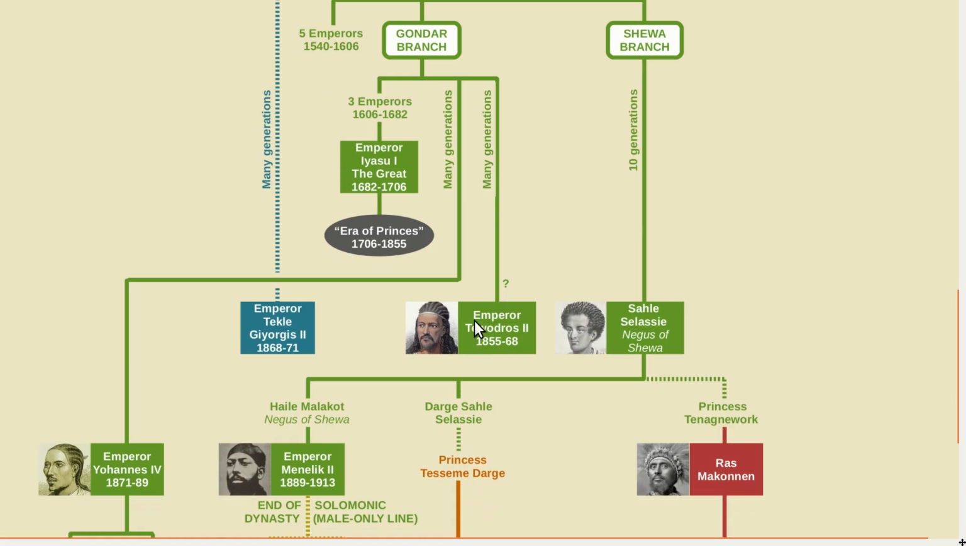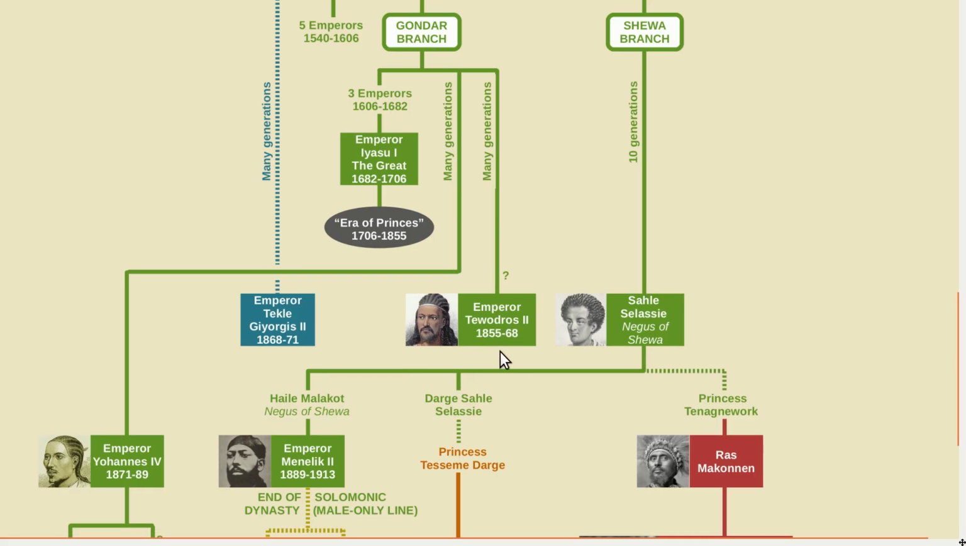He claimed to be a member of the Solomonic dynasty via the Gondar branch. He managed to unite the country again, but his hold on power was still somewhat tenuous. He therefore reached out to the British for help, but Britain refused to send troops. This made Tewodros angry, and he reacted by holding several British citizens in Ethiopia hostage, including the consul. Britain responded by sending a massive show of force to rescue its citizens.